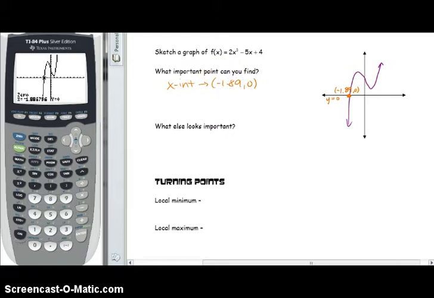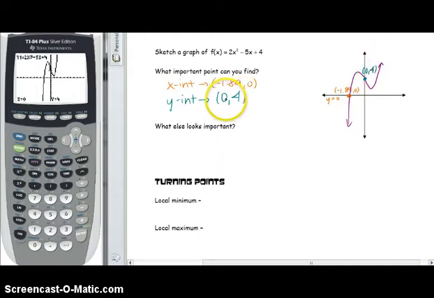Another point that we can find on this graph is our y-intercept. That's also an easy one to find. To find our y-intercept, that's when our x equals 0. Looking at our graph, if we hit trace, we can put in whatever x value we want, and it'll tell us our y value. So trace, we want to find out when x is 0. If we hit enter, it'll tell us what our y value is. Oh, and it's 4. So when our x is 0, our y is going to be 4.